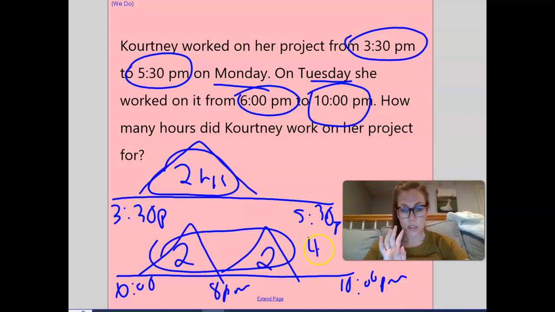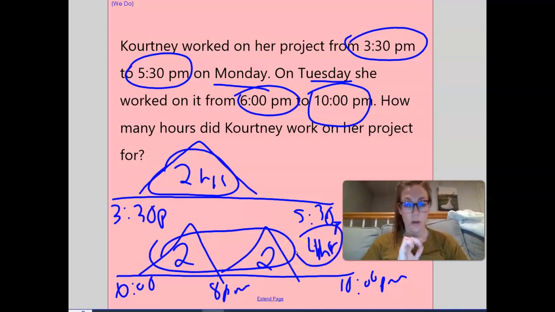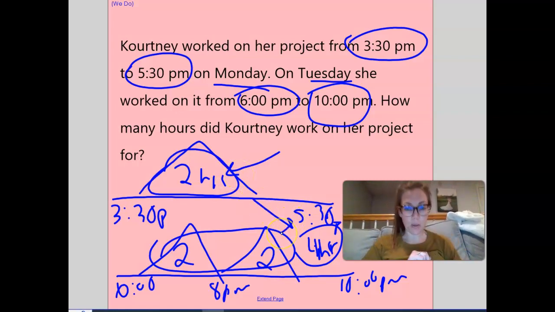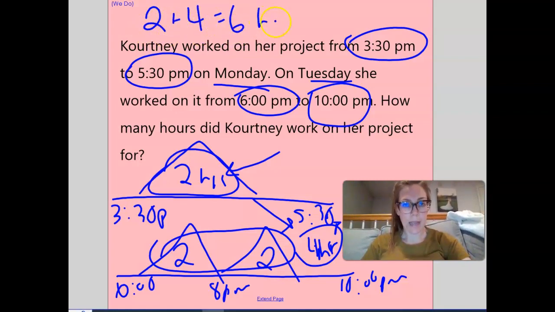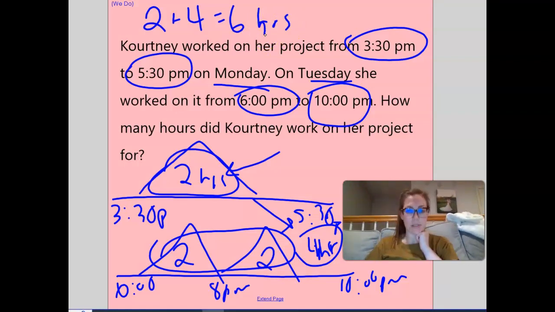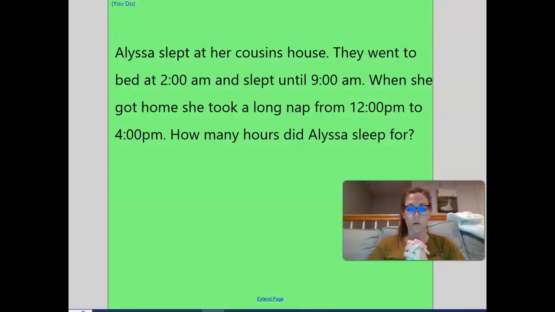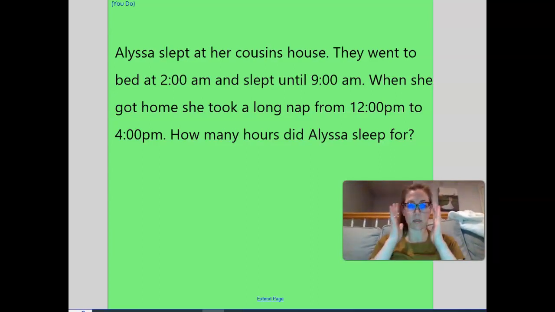4 hours. So now, how many hours total did she work on her project? On Monday it was 2, and on Tuesday it was 4. So 2 hours plus 4 hours equals 6 hours. So she worked on her project for a total of 6 hours. Okay. I want you to try this one on your own. Same concept. Pause my video, give it a shot, and then come back and see if you're correct.